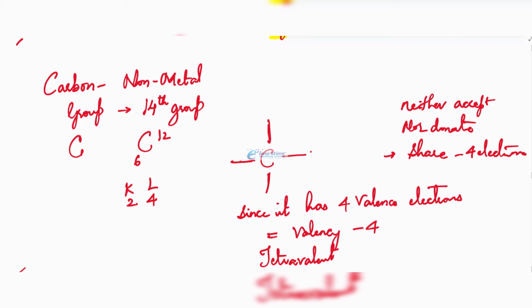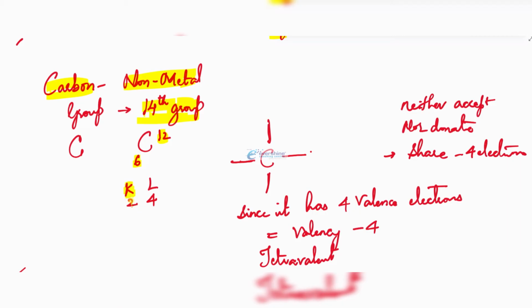And here we'll see what is carbon. Carbon is a non-metal. To which group will it belong? It will belong to the 14th group, and the carbon atomic number is 6. Carbon mass number is 12. So how do we write the electronic configuration?